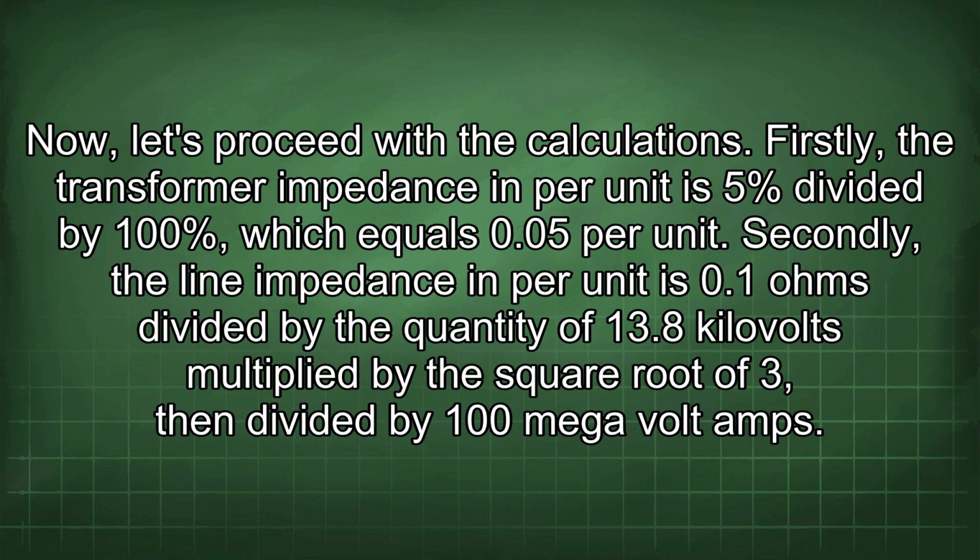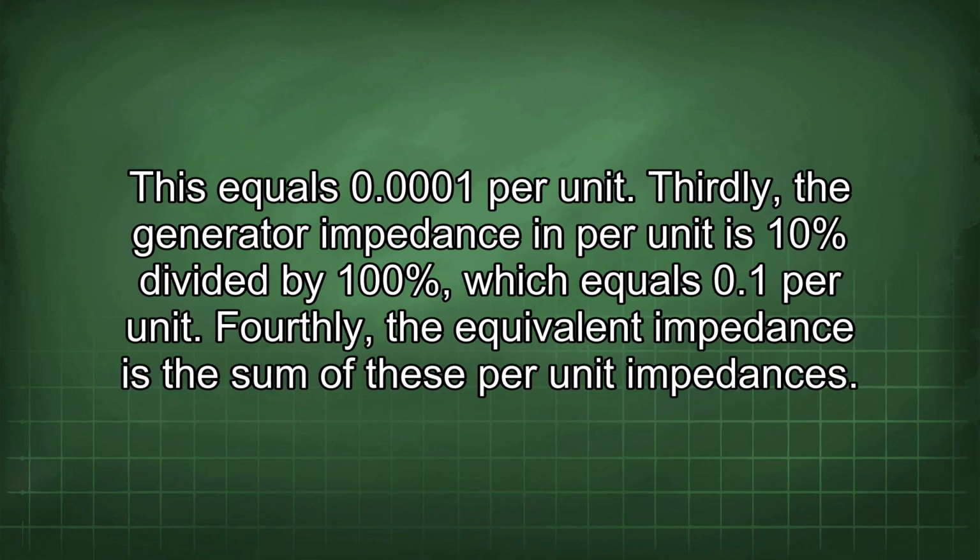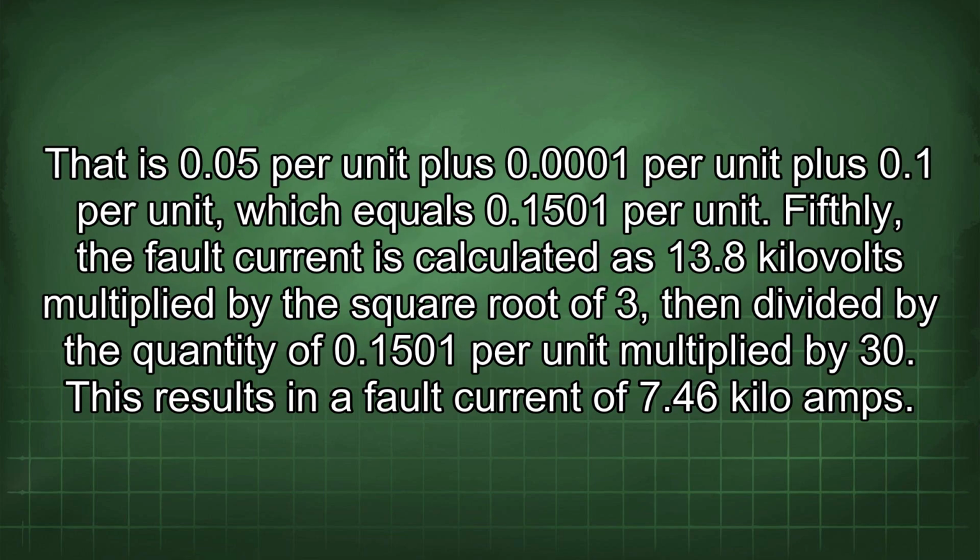Firstly, the transformer impedance in per unit is 5% divided by 100%, which equals 0.5 per unit. Secondly, the line impedance in per unit is 0.1 ohms divided by the quantity of 13.8 kilovolts multiplied by the square root of 3, then divided by 100 megavolt amps. This equals 0.1 per unit. Thirdly, the generator impedance in per unit is 10% divided by 100%, which equals 0.1 per unit. Fourthly, the equivalent impedance is the sum of these per unit impedances. That is 0.5 per unit plus 0.1 per unit plus 0.1 per unit, which equals 0.1501 per unit.